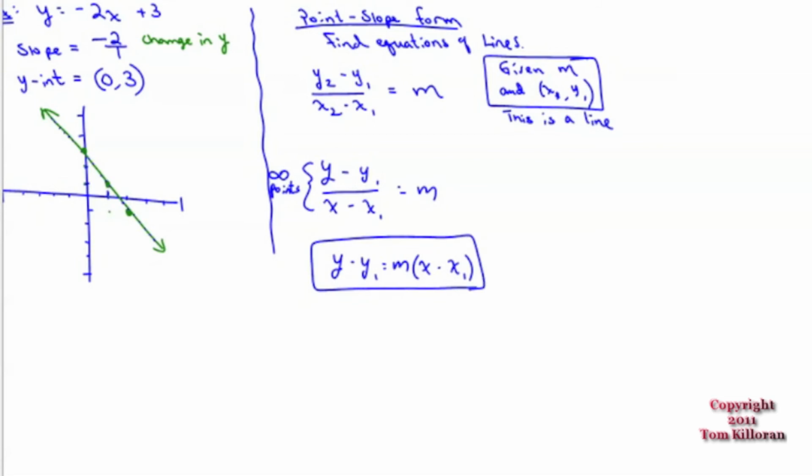And there's your point-slope form. Point-slope form. Where x1, y1 is your point, and m is slope. So if you're given a point and a slope, you can find the equation of a line. Sounds reasonable.